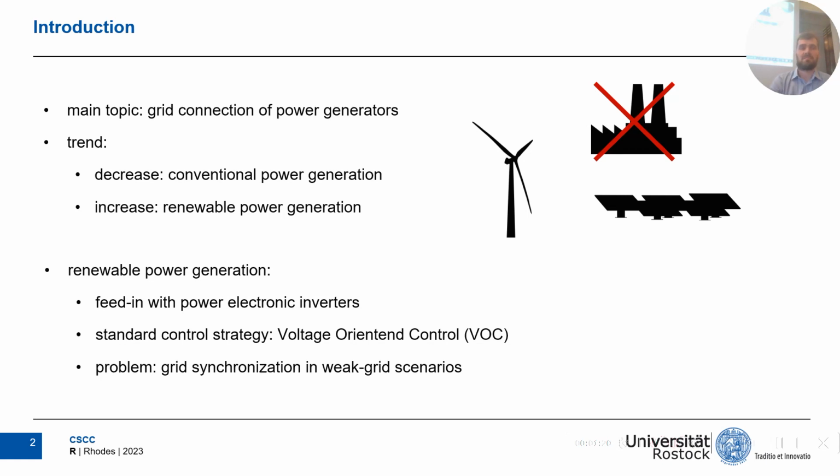And there's a standard control technology to control those inverters and feed the energy to the grid. That's called voltage-oriented control. But the voltage-oriented control needs a proper grid synchronization to work. It is also known that the grid synchronization fails in weak grid scenarios. Although it's a known problem, it's quite hard to pinpoint the exact circumstances when it's successful and when it fails, which of course raises the motivation to perform a stability analysis of the grid synchronization problem.